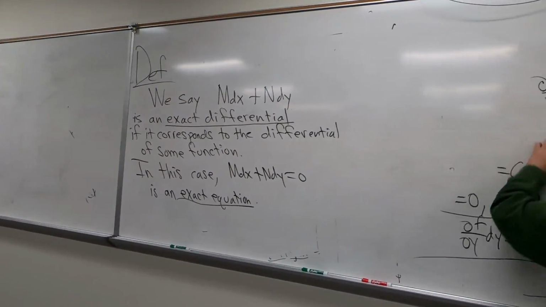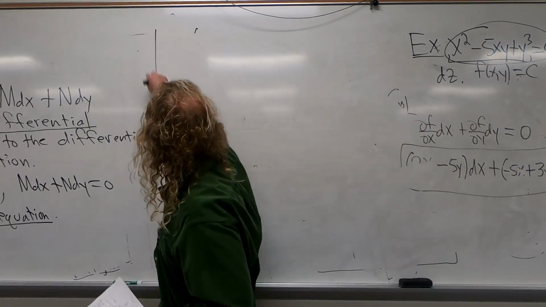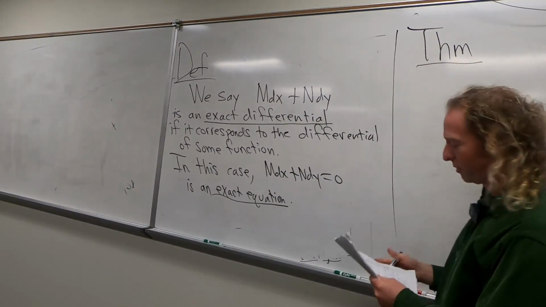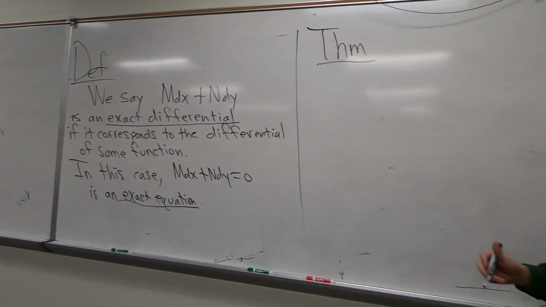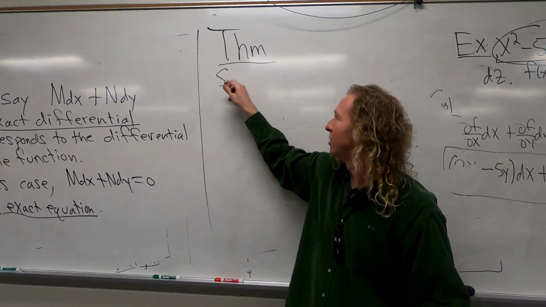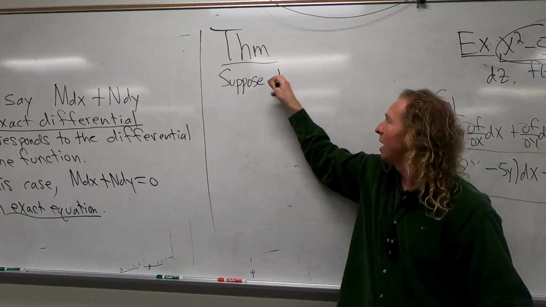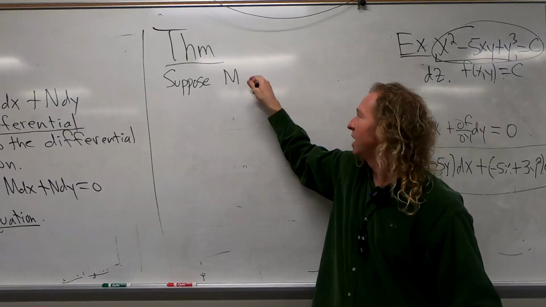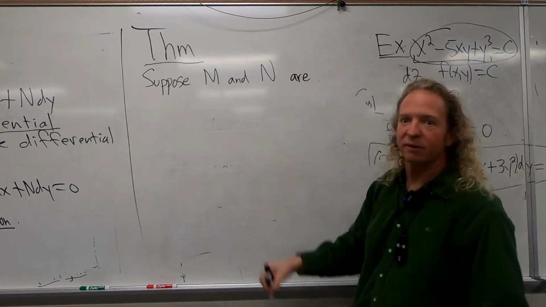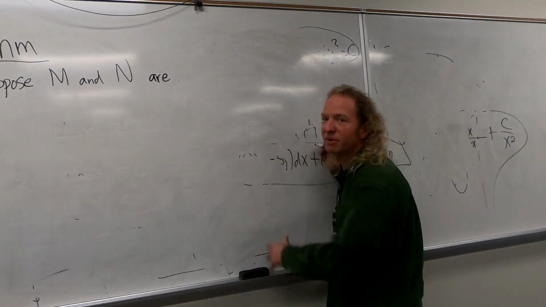So here's the test. Here's the big test. And then after this, we can do a DE, right? So it's a theorem. Let's put THM, theorem. There's some assumption which is worth going over. So suppose M and N are, and here's something you've never seen, so I'll use it as an opportunity to show you some extra stuff.